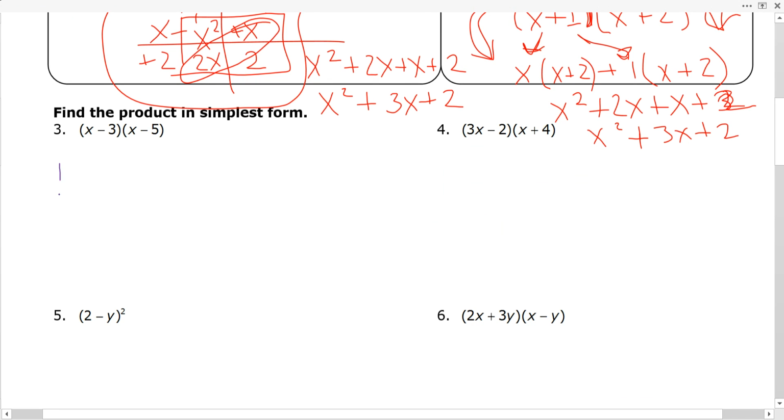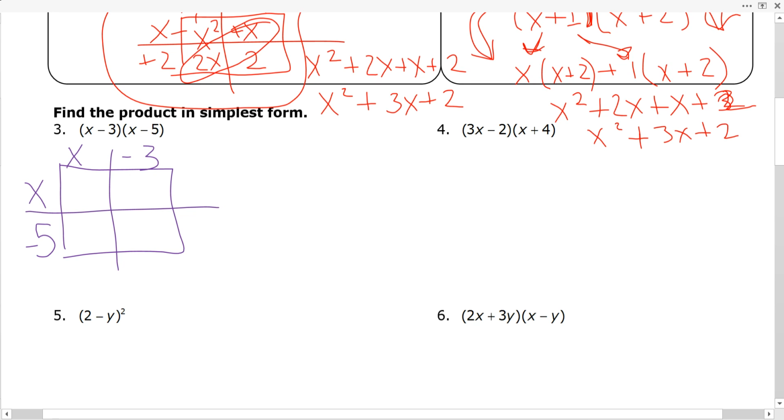Okay, so let's do the square thing again. So I have x minus 3 and x minus 5. So x times x is x squared. X times negative 3 is negative 3x. Negative 5 times x is negative 5x. Negative 5 times negative 3 is plus 15. So I end up with x squared minus 5x minus 3x is minus 8x plus 15.